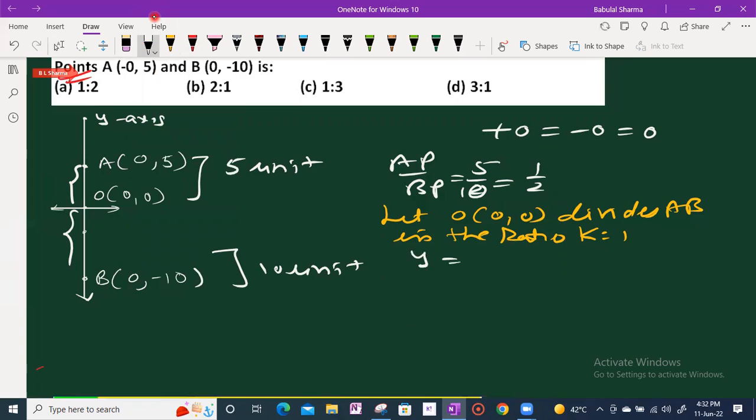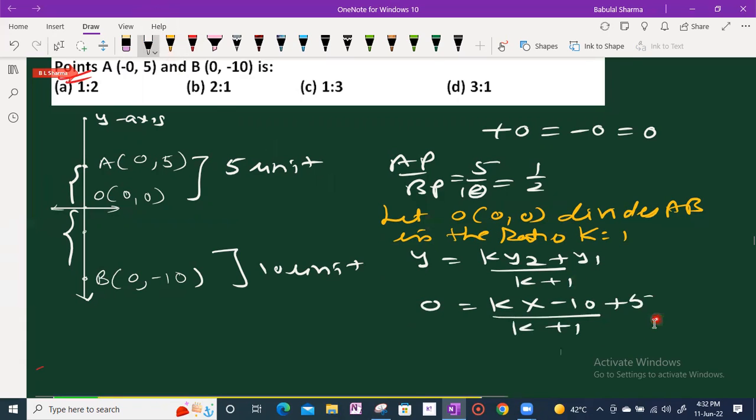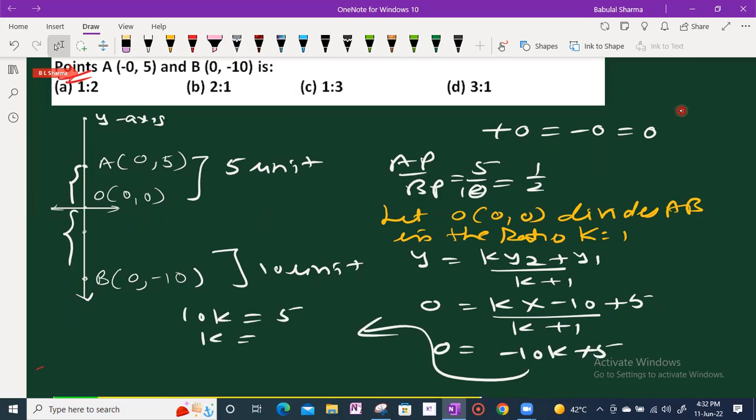So y is equal to ky2 plus y1 upon k+1, that is 0, k as it is, y2 is minus 10 and y1 is 5, that is upon k+1. When this k+1 multiplied by 0 becomes 0, so 0 is equal to minus 10k plus 5, or 10k is 5, k is 5 by 10, that is also 1 by 2.